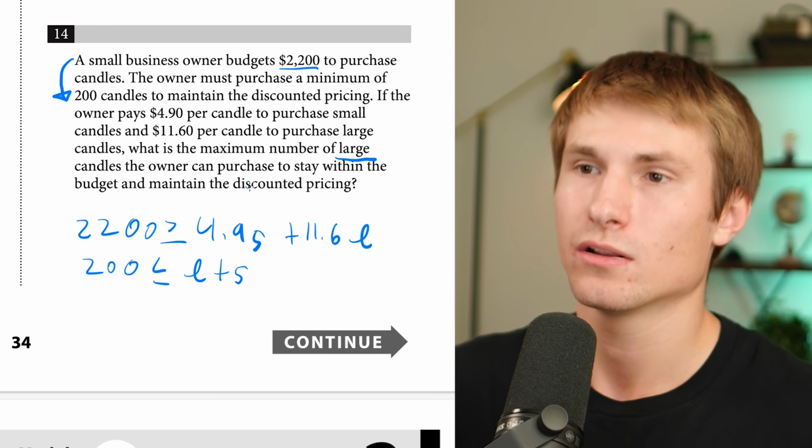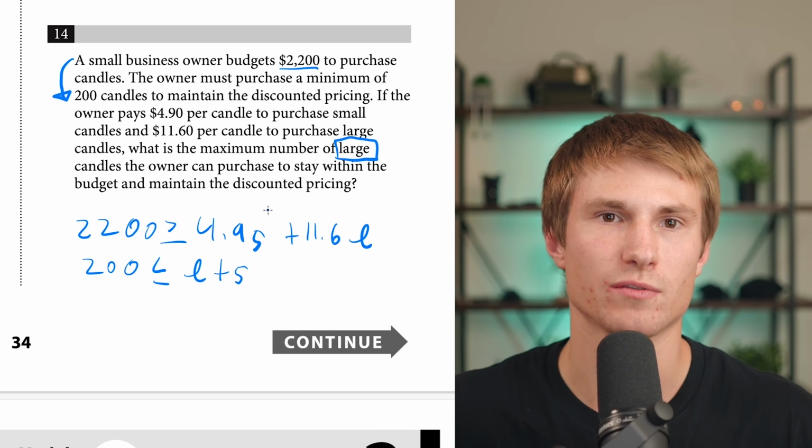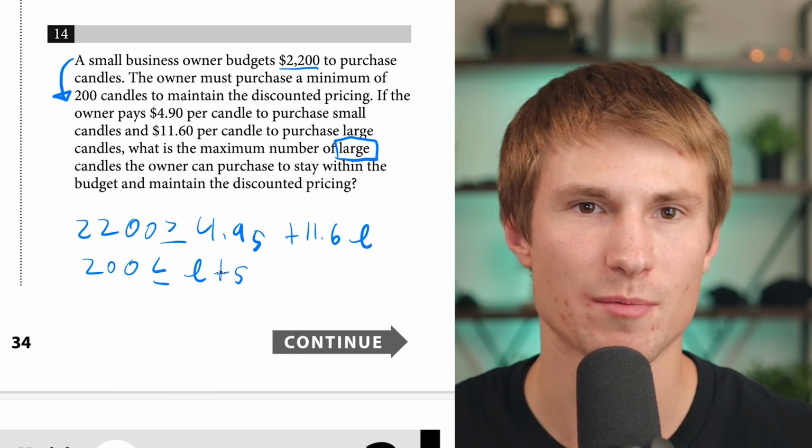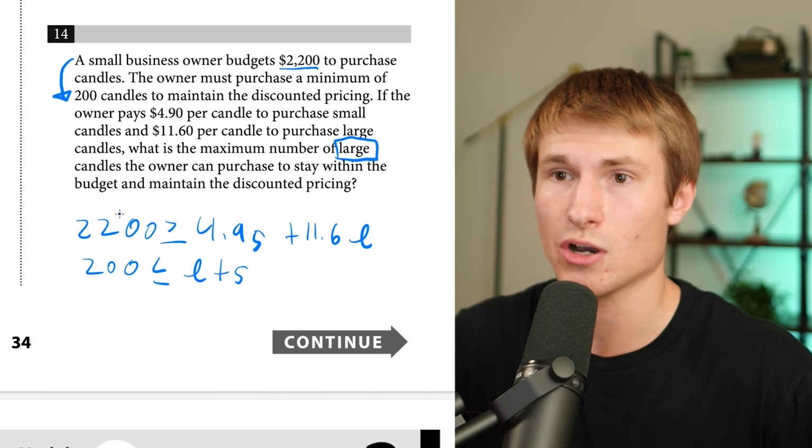That being said, let's go ahead and solve for the number of large candles. One thing I want to point out here is you'll notice I'm solving for L right away, not S. That's because I don't care about S. I don't care about S at all, right? We don't need S, we just need L. So that's all we're going to focus on solving.